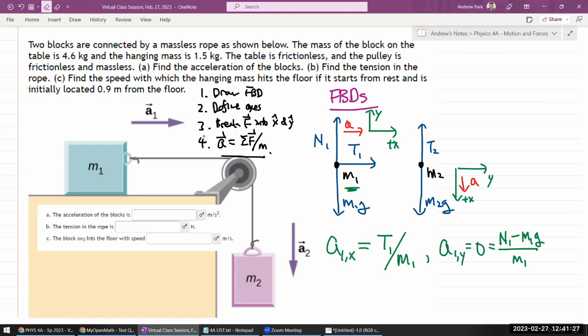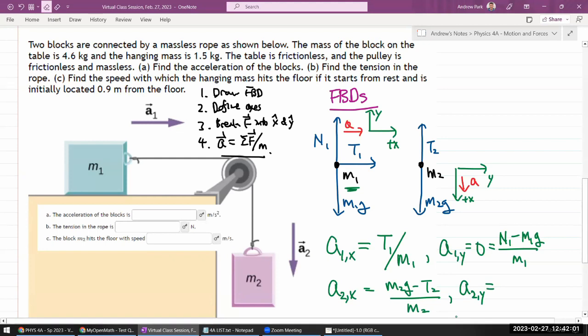Now I need to write down equations for object M2. I have the acceleration of object M2 in the x direction. My net force is M2G, that's in the plus direction, minus T2, that's in the negative direction, divided by m2, the mass of the object I'm writing these equations for.